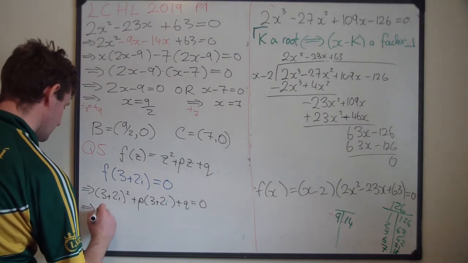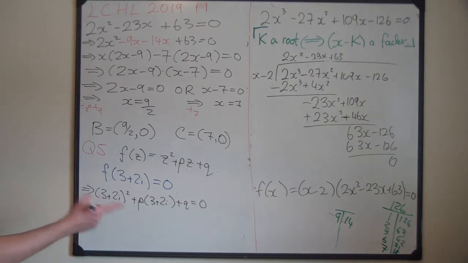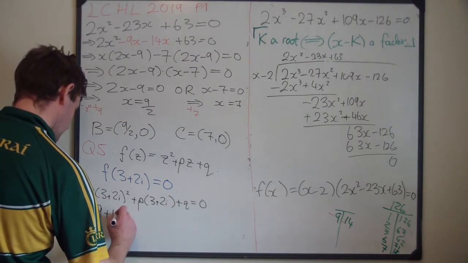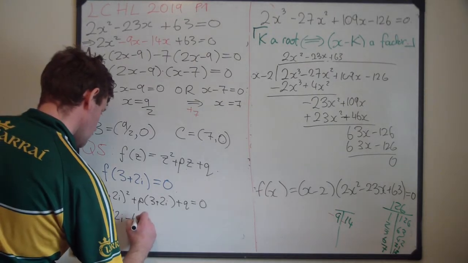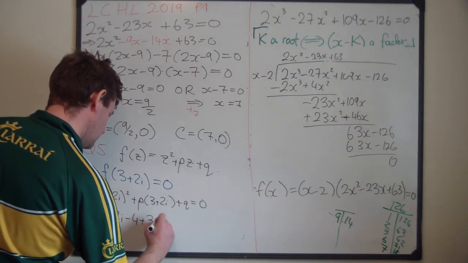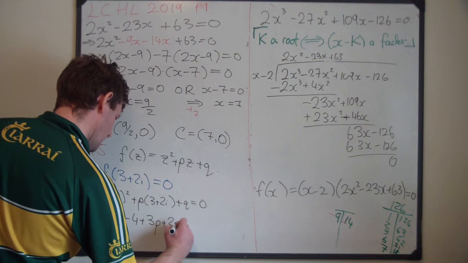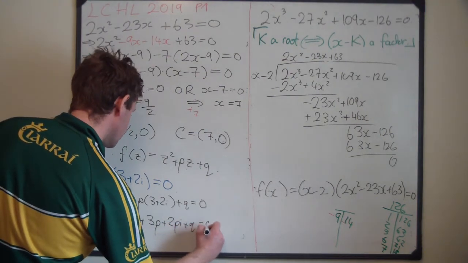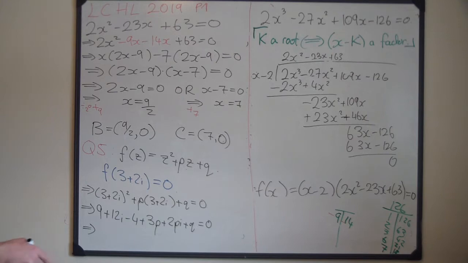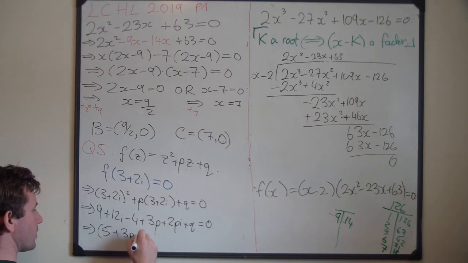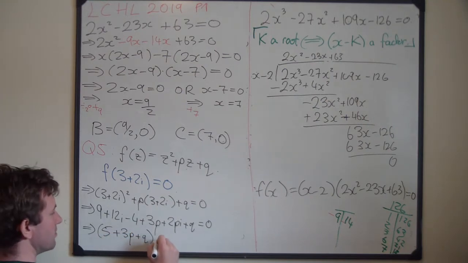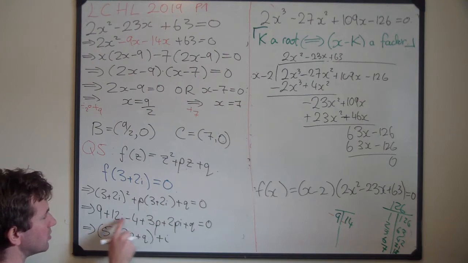If you're careful here, you get 3 by 3 is 9, 3 by 2i is 6i, 2i by 3 is also 6i, so you get 12i, and 2i by 2i is 4i squared is minus 4, plus p by 3 is 3p, p by 2i is 2pi, plus q, which is a real number, is equal to 0. Put the reals with the reals, imaginaries with the imaginaries. So I see 9 minus 4 is 5, plus 3p plus q. And then the imaginary part, I get 12 plus 2p.